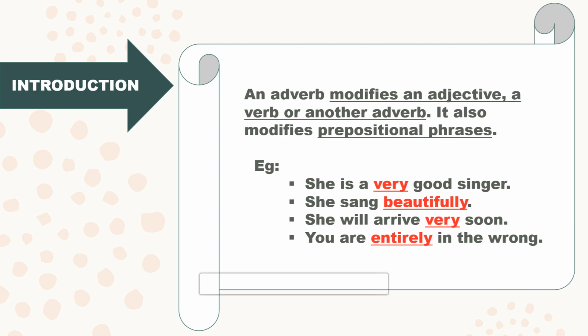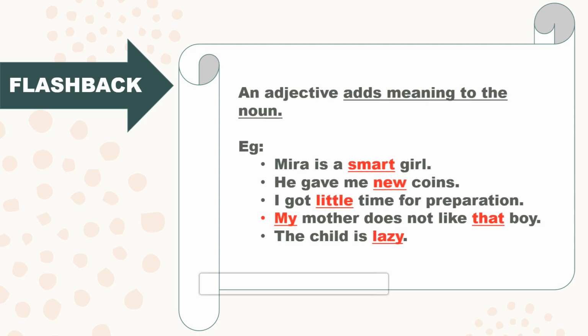Before I explain with the help of examples, first of all, you understand adjective. An adjective adds meaning to the noun. So here you remember, it adds meaning to the noun, meaning it tells more about the noun. It qualifies the noun. Now, with the help of an example, we will understand. Meera is a smart girl. Now, which kind of girl is she? So, smart girl. Here, girl is the noun.